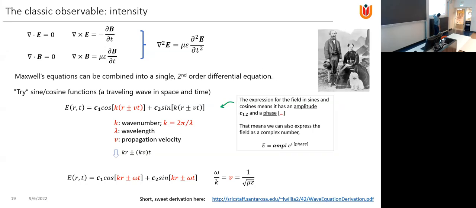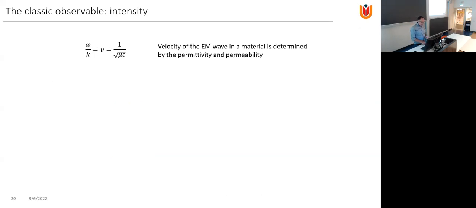Fill it in and do some manipulations, and it turns out that omega divided by k, so the frequency divided by the wave number, equals the velocity of the wave. So that is completely expressed in terms of material properties. The velocity of that wave is given by the properties of the material, by the permittivity and permeability.